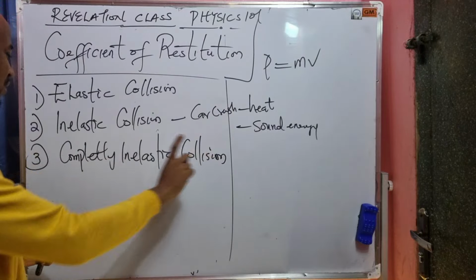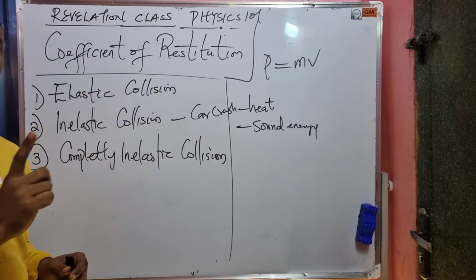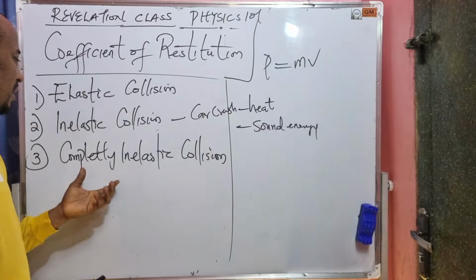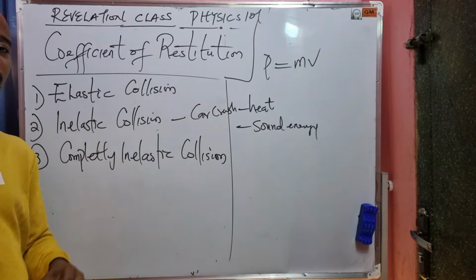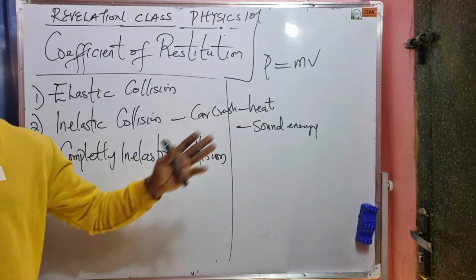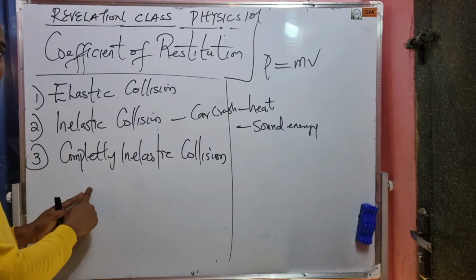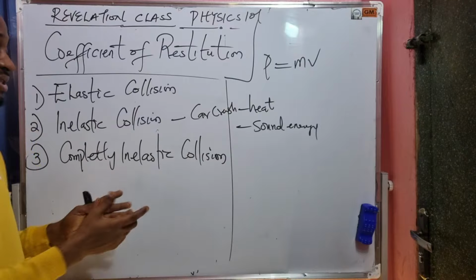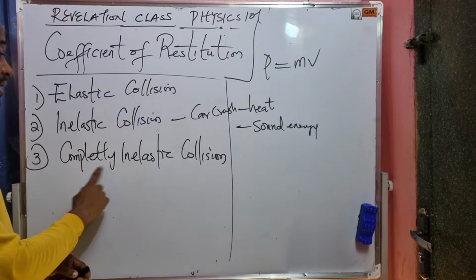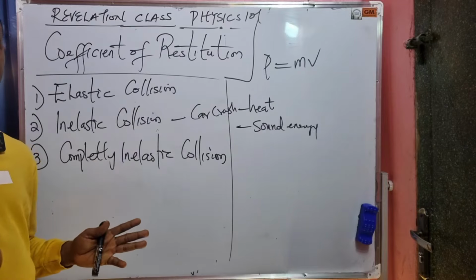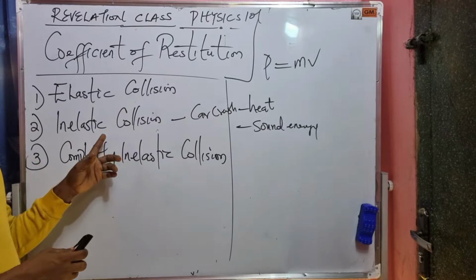The third one is called completely inelastic collision. In this collision, momentum is also conserved, but a large amount of energy is lost. The amount of kinetic energy lost in this collision is very large compared to what?